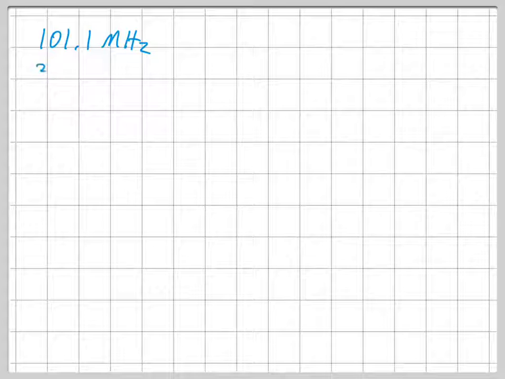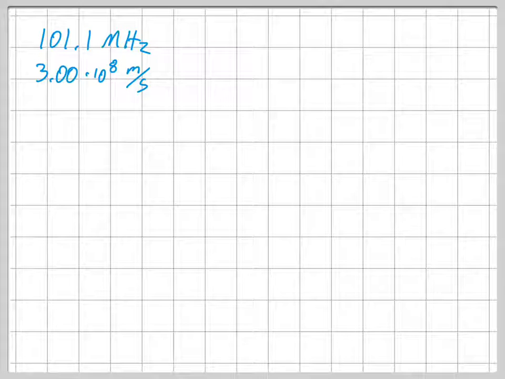So in the problem that's given, we have a radio station that's broadcasting at a frequency of 101.1 megahertz. What we know is that the speed of light is 3.00 times 10 to the 8th meters per second. Now that's important because the equation we're going to use to solve this is c equals lambda nu, where c is equal to the speed of light.